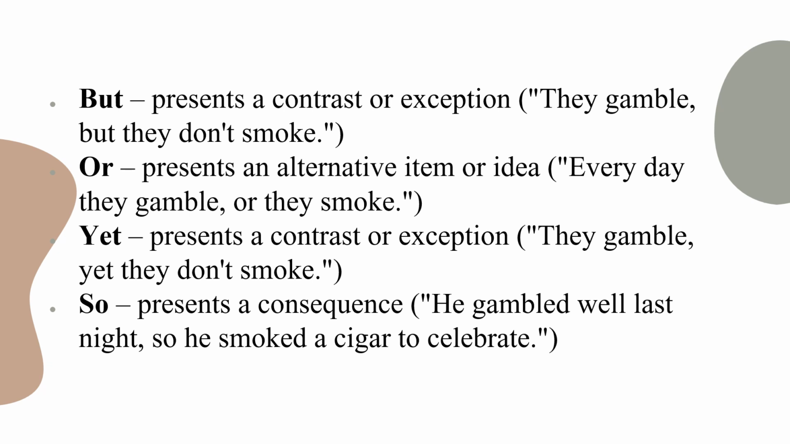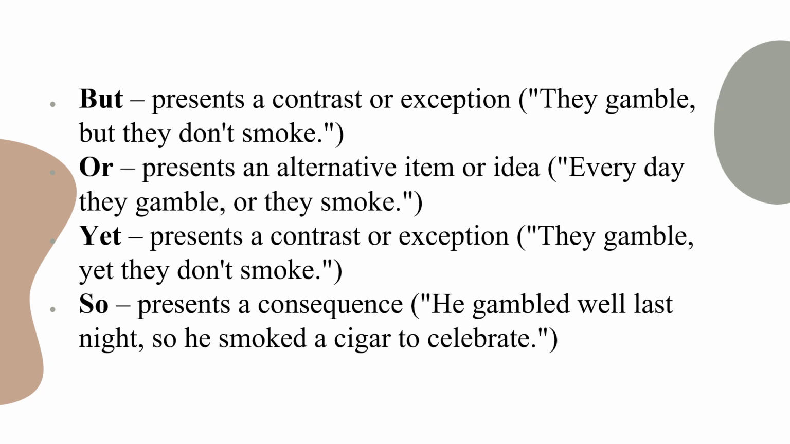Next example comes or. Or presents an alternative idea or item. The example sentence is, "Every day they gamble or they smoke." So an alternative option has been provided here, that the ascetics gamble or they smoke, either of the two. Not both the sentences are conjoined simultaneously. Next is yet. Yet presents a contrast or exception similar to but. "They gamble, yet they do not smoke."